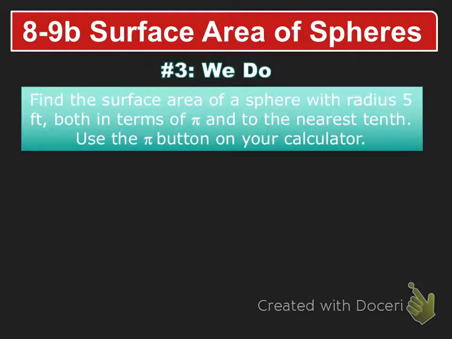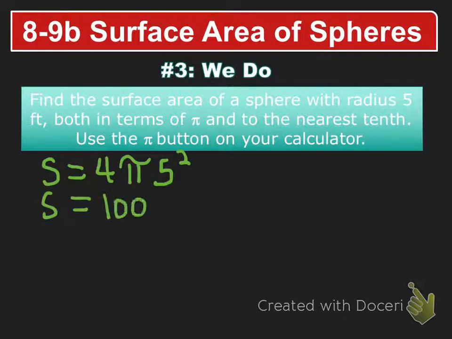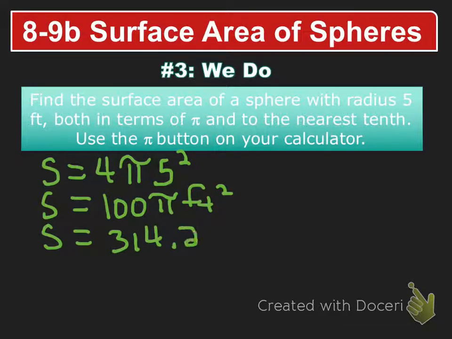So let's look at number 3. Find the surface area of a sphere with radius of 5 feet, both in terms of pi and rounded to the nearest tenth. So surface area equals 4 pi, my radius, which is 5, squared. Now remember, take 4 times 5 squared, which is going to give you 100 pi, and that is feet squared. If you take that 100 times pi, you're going to get 314.2 when you round to the tenths. Remember, 1 point after the decimal point. And that's feet squared.